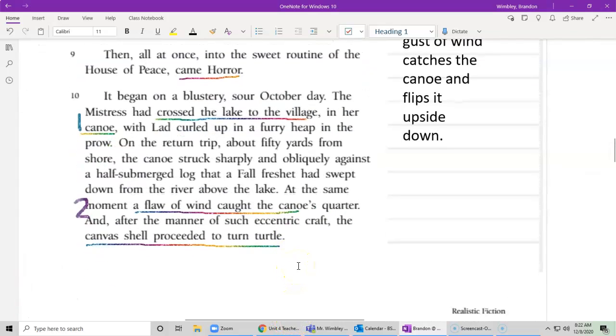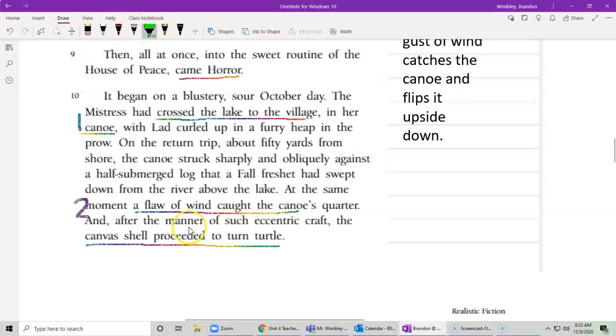And I'm going to read aloud this last sentence right here. And I want you to listen to it because there's going to be a comparison between two things. "And after the manner of such eccentric craft, the canvas shall proceed to turn turtle." So, I don't say the word like or as for the comparison, but it is comparing two things. So I'm going to have to use my brain to figure out what it is. And what I think it's talking about is this right here.